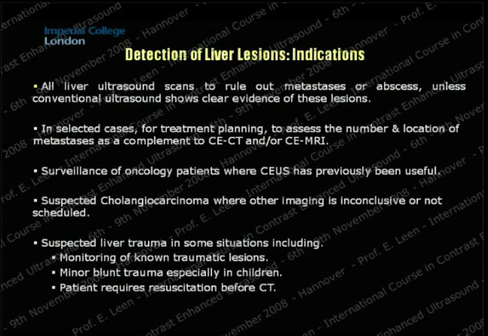Now, the one clear indication where we would certainly recommend using contrast is if you want to rule out metastasis or abscess, unless this is so clear on your baseline scan. So that's really the first one. The second indication is, as stated there, in selected cases for treatment planning, to assess the number and location of metastases as a complement to CT and MR, even the contrast-enhanced MR and CT scan.